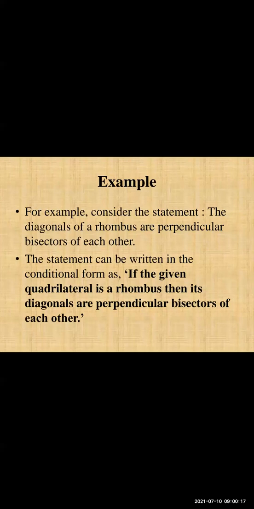In English there are different examples, but these examples are related to our maths. Whatever examples we are taking here will be related to maths. For example, consider the statement: the diagonals of a rhombus are perpendicular bisectors of each other. This is the property of a rhombus which we learned last year. Also, I told you in our revision part that the diagonals of a rhombus are perpendicular bisectors of each other.